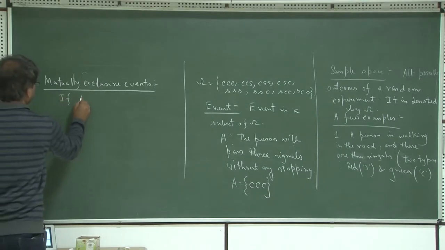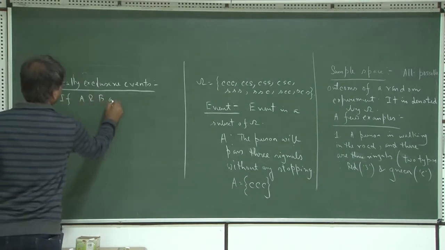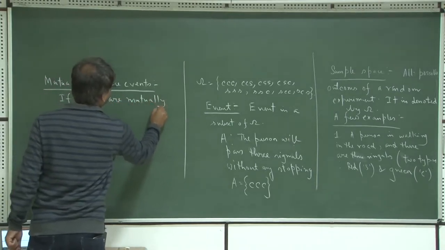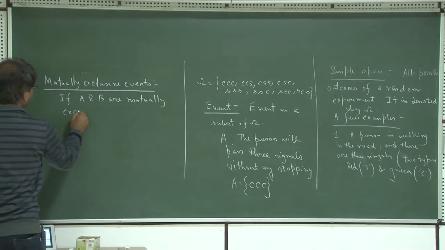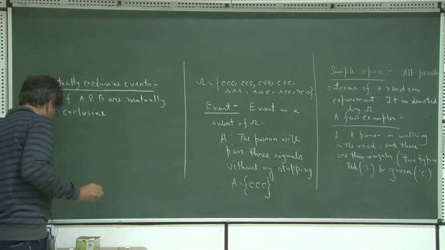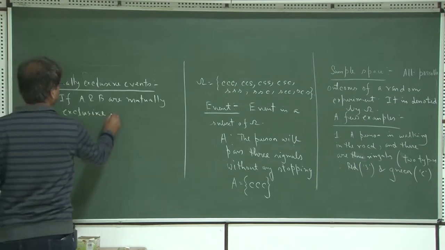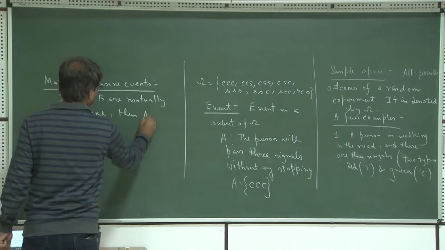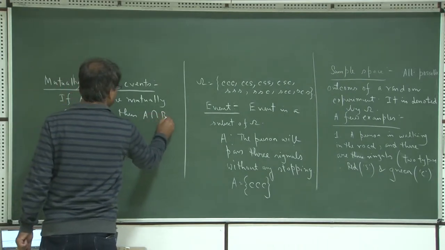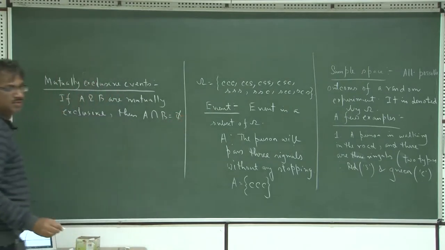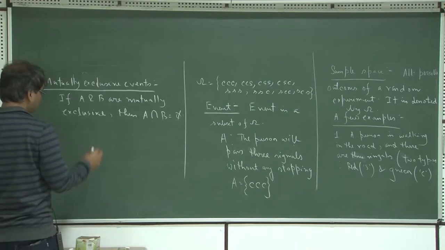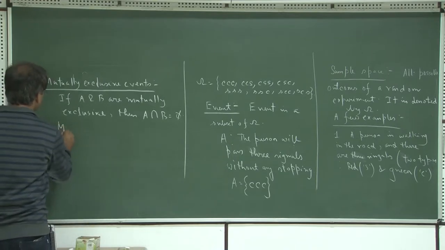If A and B are mutually exclusive, then A intersection B is the null set. Okay, that is mutually exclusive. And mutually exhaustive, you can think about in that way.